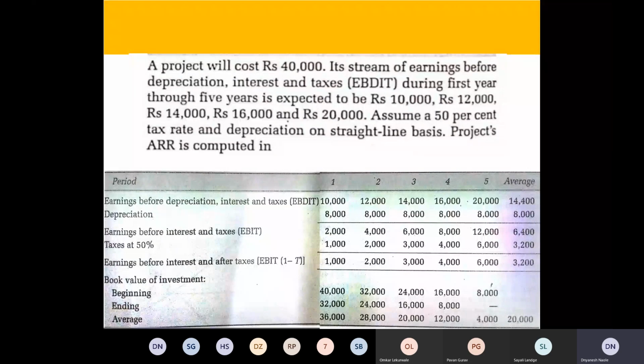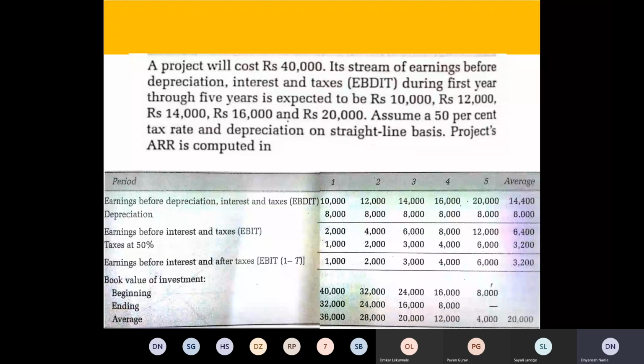So likewise we find the average value of the investment for every year: 36 plus 28 plus 20 plus 12,000 plus 4,000, divided by 5, comes to 20,000. Earnings before interest and after taxes, that is EBIT (1 minus T), average value is 3,200. That means 1,000 plus 2,000 plus 3,000 plus 4,000 plus 6,000, divided by 5. So this becomes 3,200.